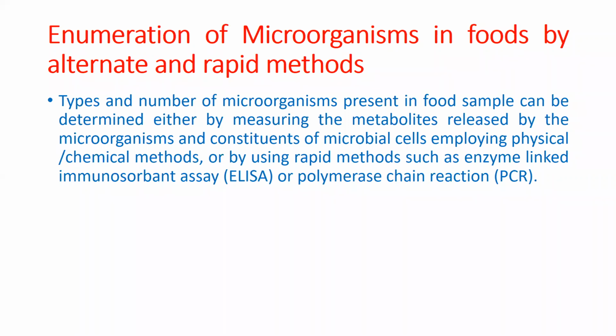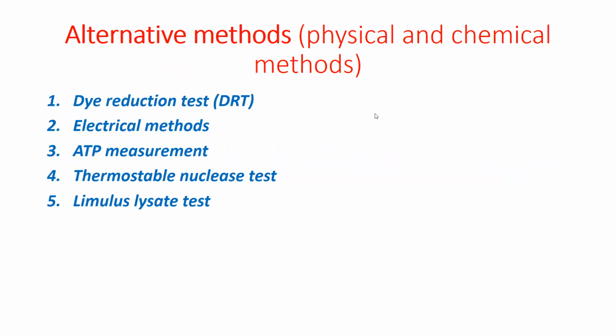So basically, alternate methods we are following are the physical or chemical methods, and rapid methods, where we are using ELISA and PCR. ELISA is the enzyme linked immunosorbent assay and PCR is the polymerase chain reaction. Okay, we will study in detail about all these things. Then alternate methods, physical and chemical methods, we have 5 different methods by which we can count or enumerate the microorganism in the food.